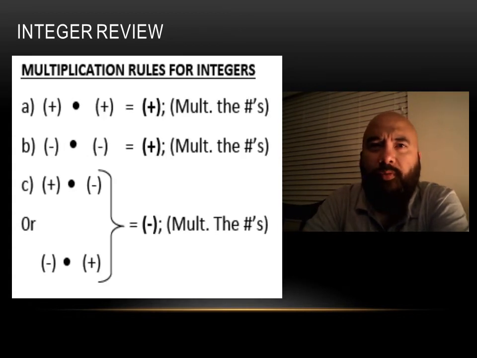For the multiplication rules for integers, you've got to remember a positive times a positive is positive, and you multiply the numbers. A negative times a negative is positive, and you multiply those numbers. When the signs of the two numbers are different and you multiply them, the answer is always going to come out negative, and you still multiply those numbers.